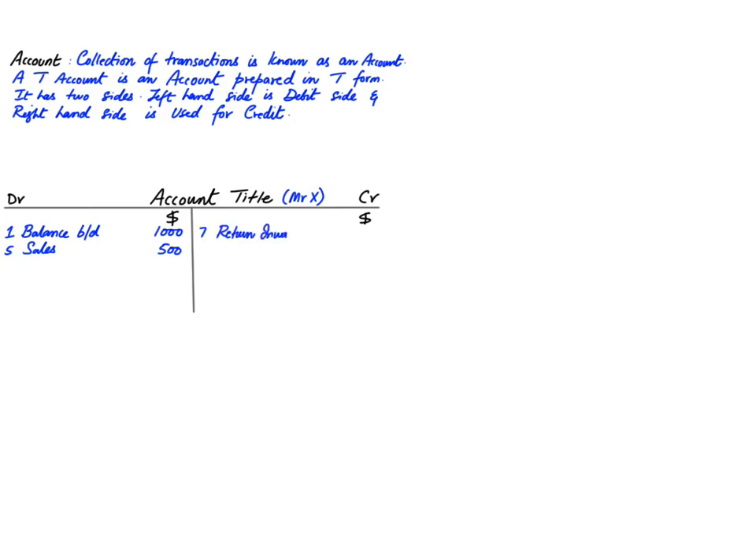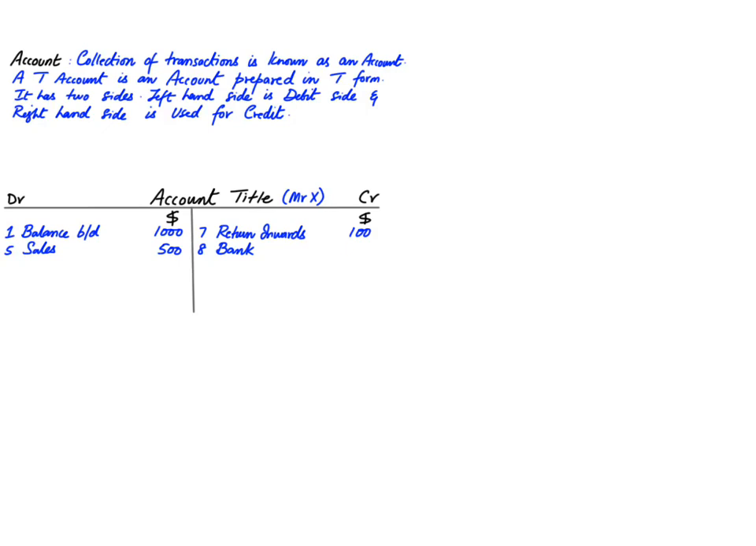Then if a customer has returned goods worth 100 due to some reason, why? Maybe the goods are of the wrong size or quality, or the customer has not ordered it and we have sent it to him by mistake, or maybe he no longer needs the goods and he has returned them back to us and we have accepted it back. This is known as return inward. So whenever we sell goods to our customer, we will be debiting his or her account, and if the customer is returning those goods, we will be crediting his account.